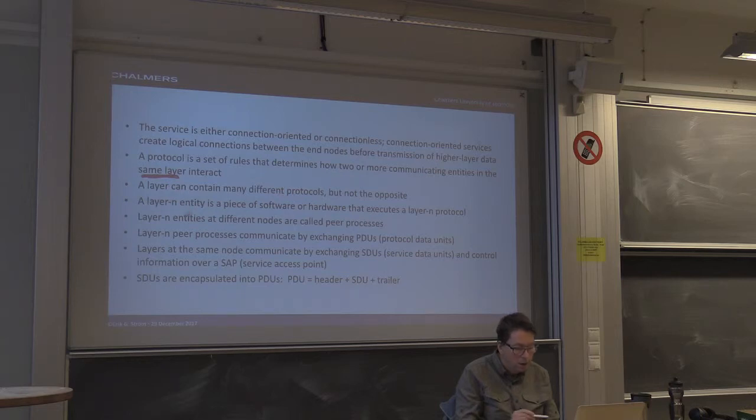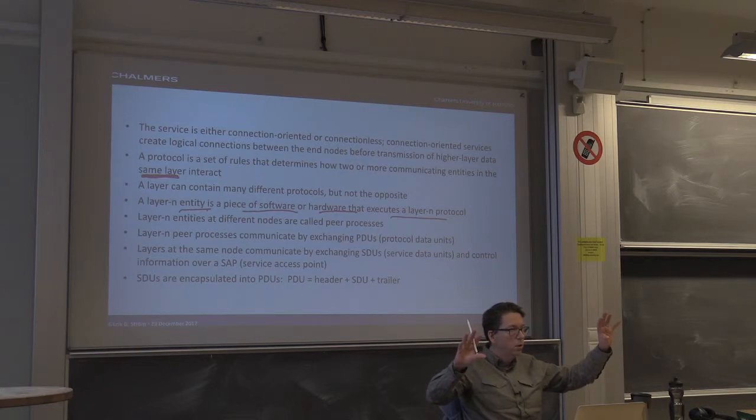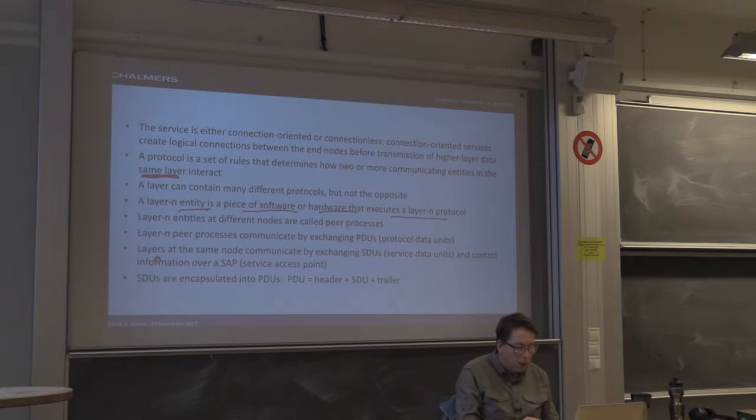A layer N entity, the entity here, is a piece of software or hardware that executes the protocol. Okay, and we can have several of those in parallel running at the same time in a host. Layer N entities at different nodes are called peer processes. So at 2 nodes, the TCP entities here are called peer processes because they are on the same level, the same hierarchy. Okay. Layers at the same node communicate by exchanging service data units.